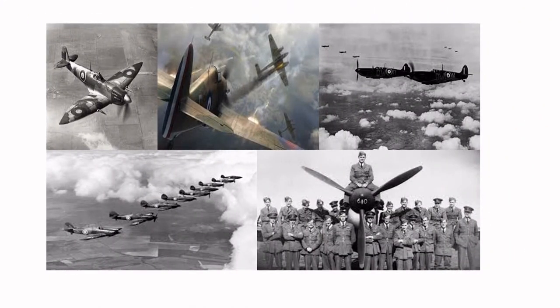At the end of the battle the British had shot down about 1,700 German planes. Hitler saw that he could not defeat England's air force, so he gave up his idea of invading Britain. Instead he sent the Luftwaffe to bomb British cities and towns. In London alone, more than 12,000 civilians were killed.